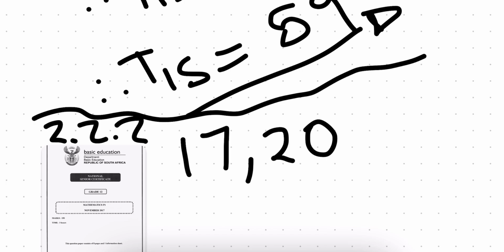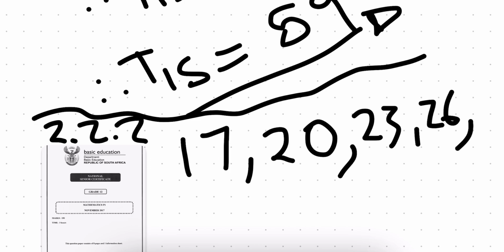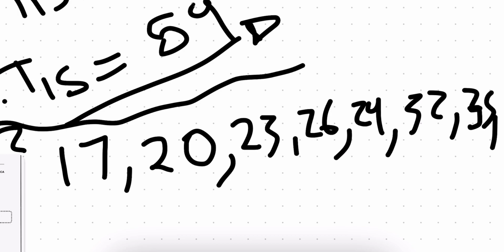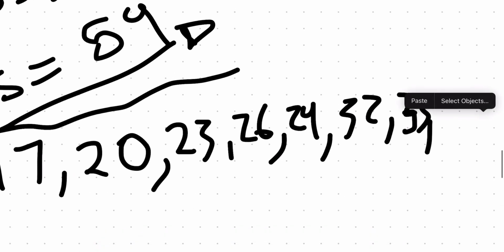We have 20, we have 23. You can also have 26, because you're just adding 3s. You can have 29, 32, 35, etc. It goes on and on until infinity.